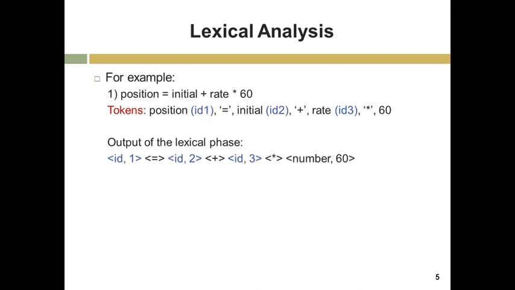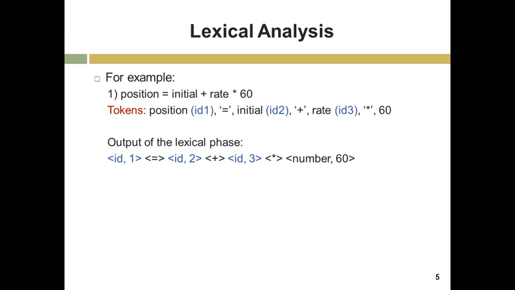For example, here from the book I have taken an example: position equals initial plus rate into 60. So for this statement, lexical phase will generate the tokens as ID1 for position, ID2 for initial and ID3 for rate. For assignment operator and arithmetic operator, it will generate the token as operators, and for 60 the token generated is number, and hence the output of lexical phase is ID, 1.